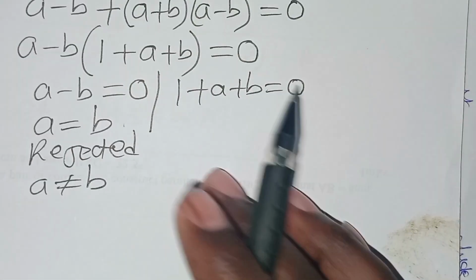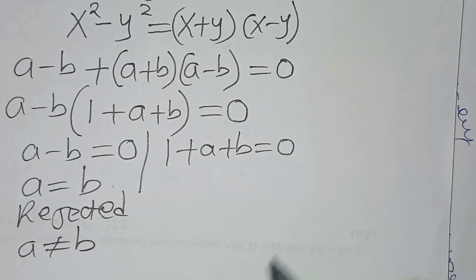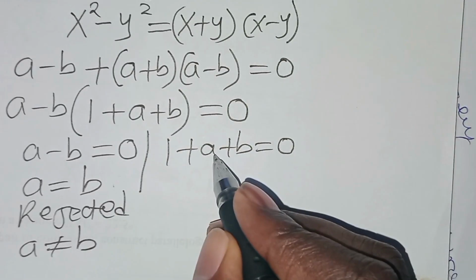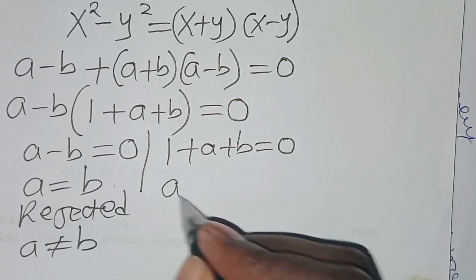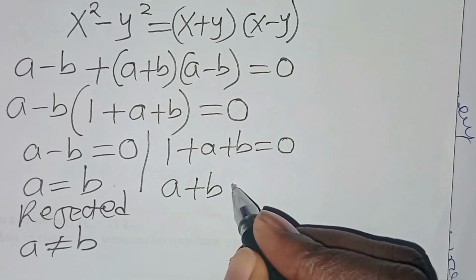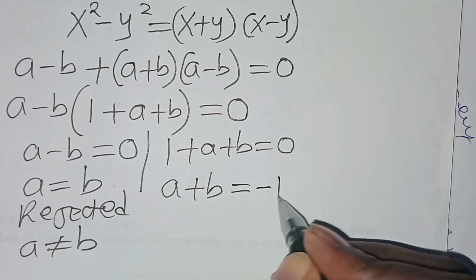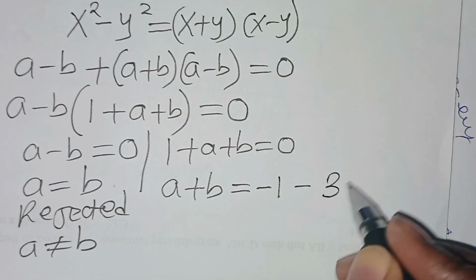So let's proceed here. So now here we have 1 plus a plus b. This is equal to 0. So let's take 1 on the right hand side. So you'll have a plus b. This is equal to negative 1. Let's call this equation 3.